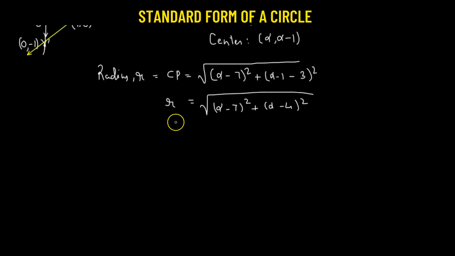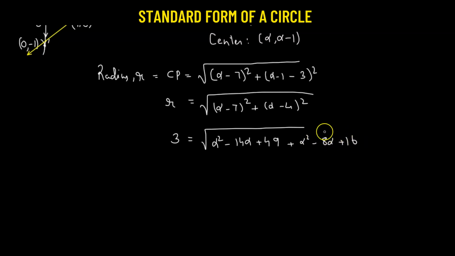So we'll replace the value of r with 3. So 3 will be equal to the square root of, so let's expand it, alpha squared minus 14 alpha plus 49 added to alpha squared minus 8 alpha plus 16. So this will be equal to 3. So we'll get rid of the square root by squaring both sides.